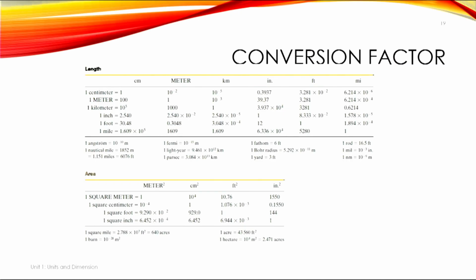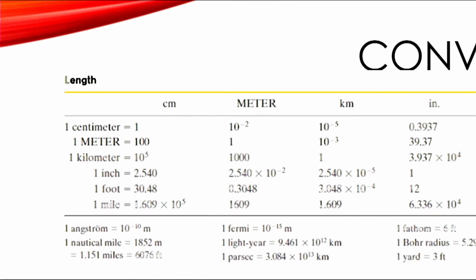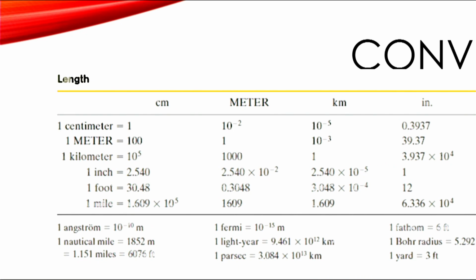How about length? We have centimeter. Let's zoom in. We have 1 centimeter is equivalent to 1 divided by 100 meters. That is 10 raised to the power minus 2. And 1 centimeter also can be converted to 10 raised to the power minus 5 kilometer, even down to inches, 0.3937.